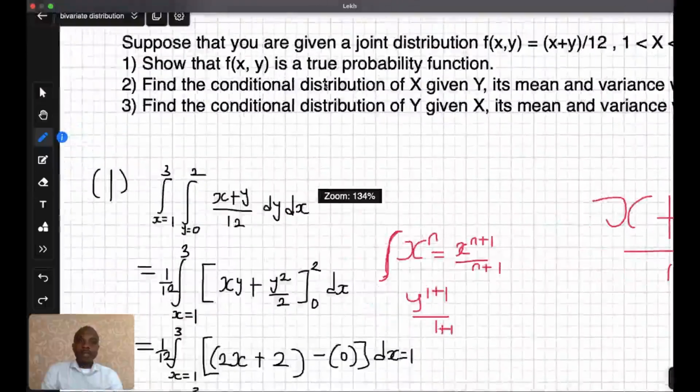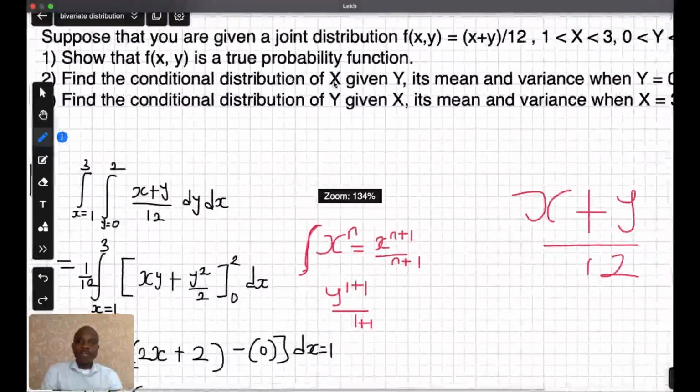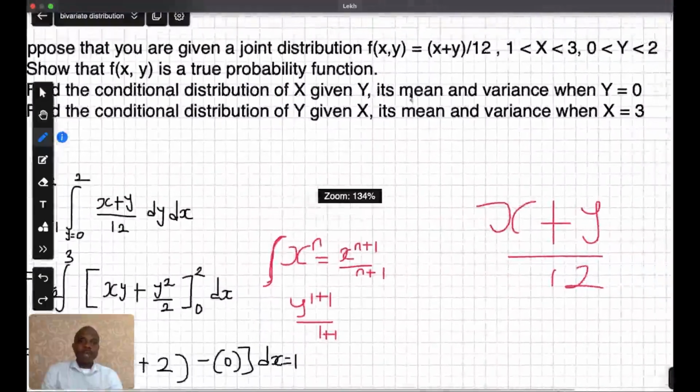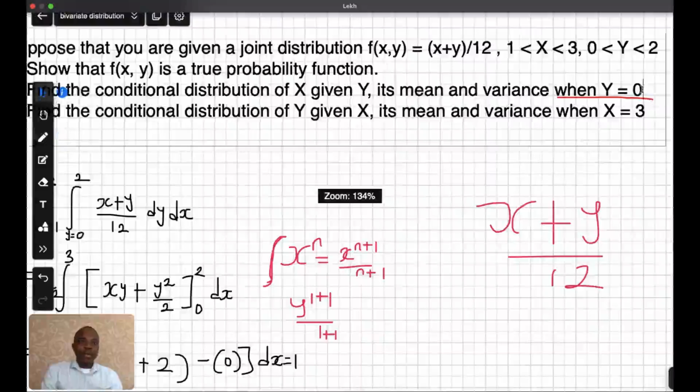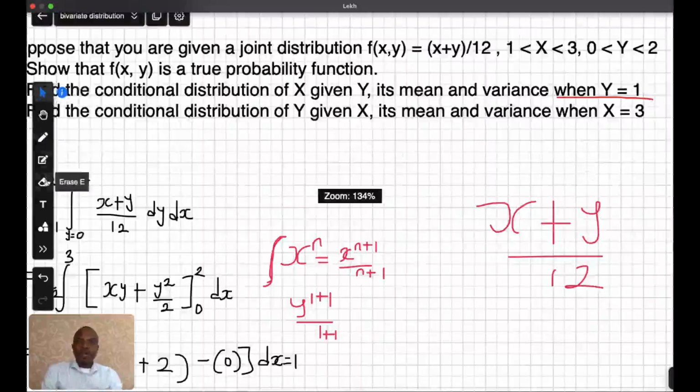So the second question says find the conditional distribution of x given y, then find its mean, and then finally its variance. Now, we're given a condition when y is equal to, well, I think the case was when y is equal to 1. All right, so we can go on.